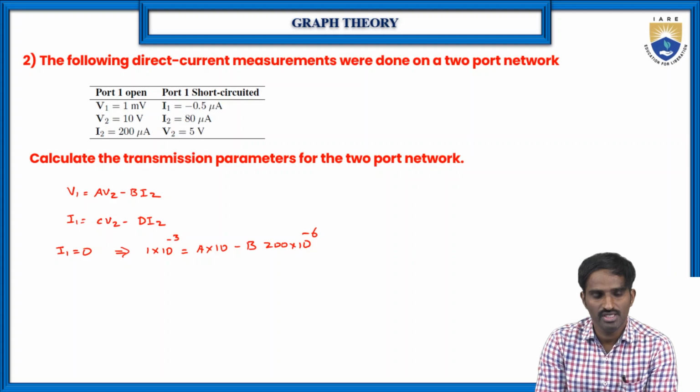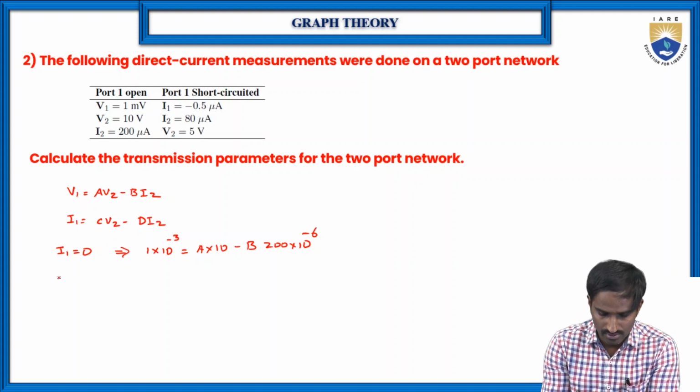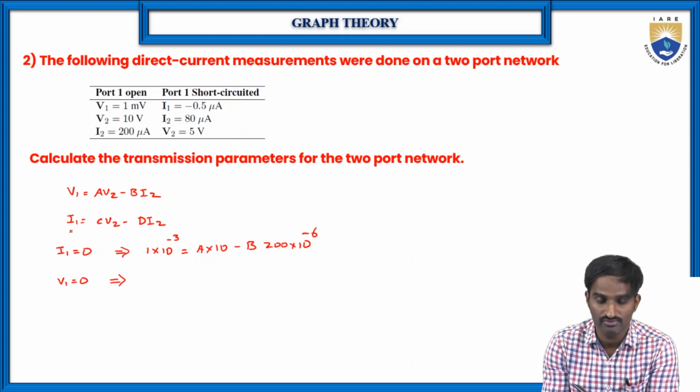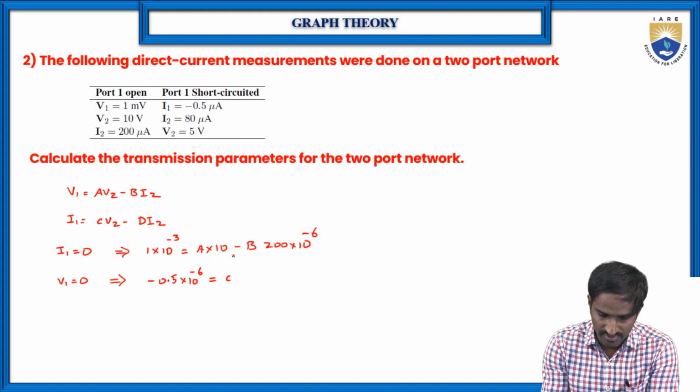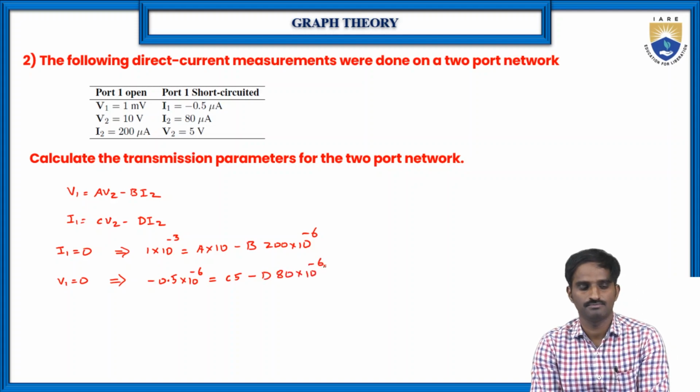Then similarly, when port 1 is short circuited, that is nothing but V1 equal to 0. So when V1 is equal to 0, we get the second equation. I1 is minus 0.5 into 10 to the power of minus 6, which is equal to C into the V2 value, 5, minus D into the I2 value, 80 into 10 to the power of minus 6.